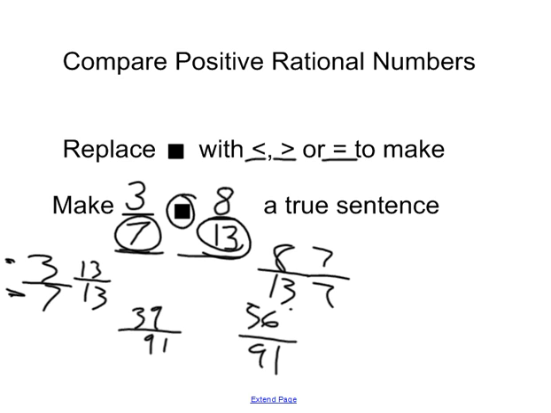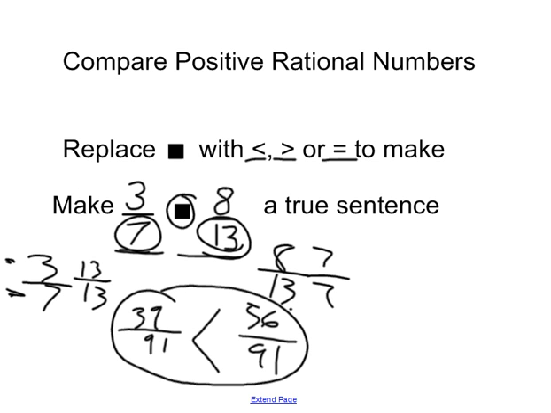So as I look at this, I've got 39/91, and I'm comparing it to 56/91. So the 56 is larger than the 39. So I would replace it with my less than symbol. 39/91 is less than 56/91.